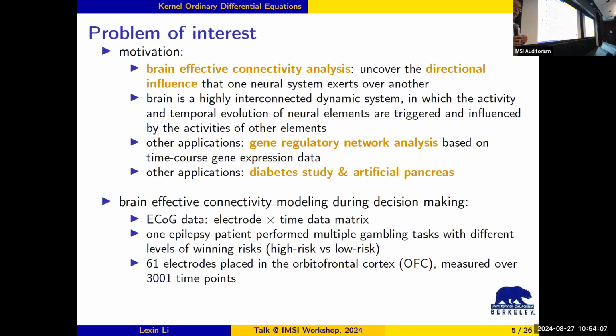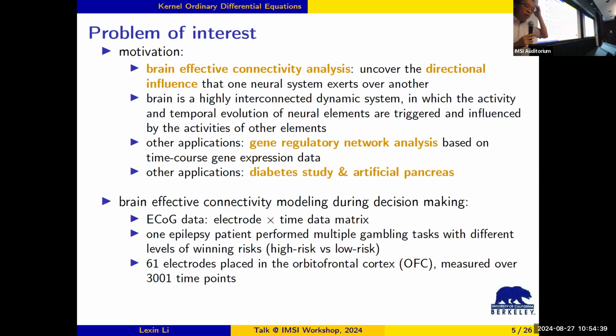So again, for each example, I'm first going to try to explain what the question of interest is. For the first one, we really want to uncover this directional influence that one region of the brain has on some other regions, because we all know the brain is a highly interconnected dynamic system, and those activities are going to be triggered and influenced by activities of other parts of the brain.